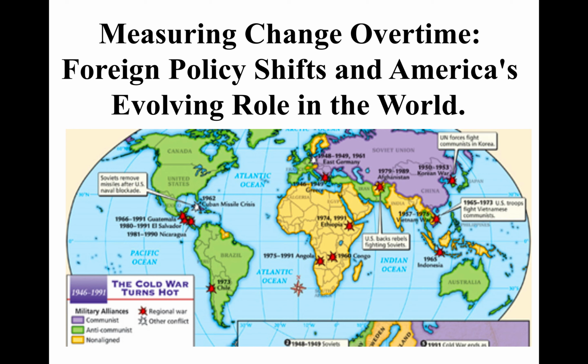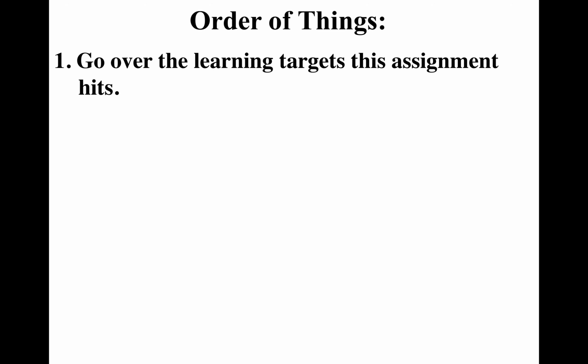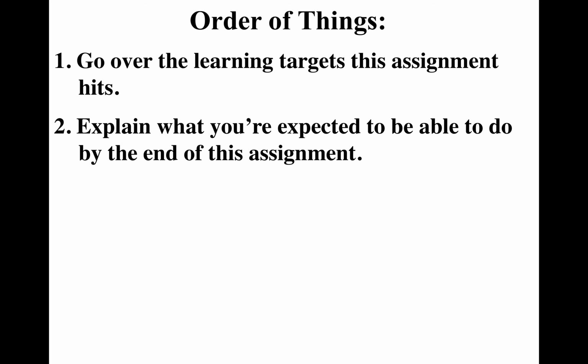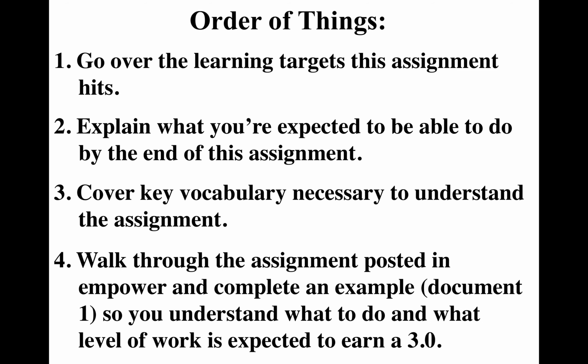You can see the title of this lesson is Measuring Change Over Time, Foreign Policy Shifts and America's Evolving Role in the World. As always, I'd like to give you a breakdown of the order of things. First, we're going to go over the learning targets that this assignment hits. Second, we're going to explain what you're expected to be able to do by the end of this assignment. Then we're going to cover some key vocabulary necessary to understanding the assignment.